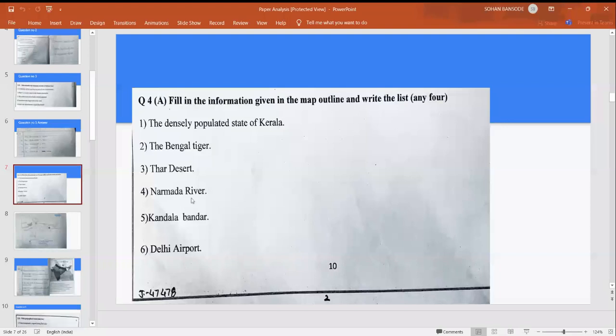So first one is the densely populated state Kerala. By mistake it is printed as 'of Kerala'. Okay. Then next one is the Bengal tiger. Next one is the Thar desert. Fourth one is Narmada river. Fifth one is Kandala Bandar, and sixth one is the Delhi airport. We'll see the answer, how you are going to attempt that.